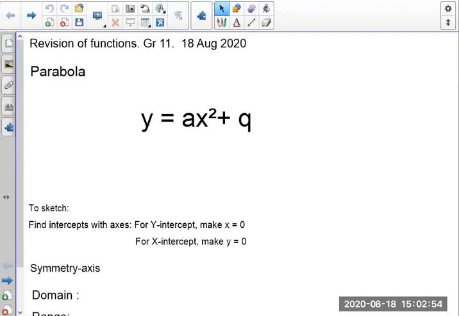Today we will be doing functions. Now, functions is just another word for graphs.